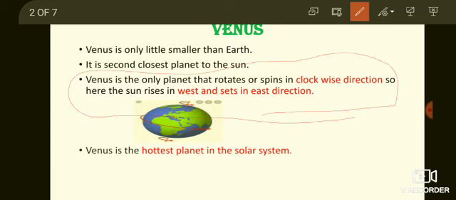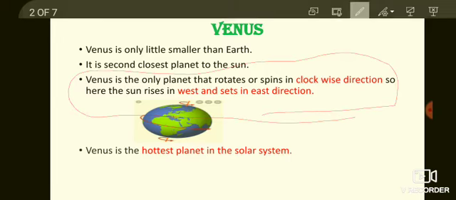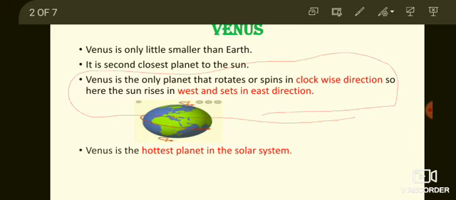Okay, so Venus is the only planet in the solar system which rotates in a clockwise direction, and the Sun on Venus rises in the west. Whereas on other planets, even on our planet Earth, in which direction does the Sun rise? Obviously the Sun rises in the east, isn't it? But on Venus, the Sun rises in the west and sets in the east.